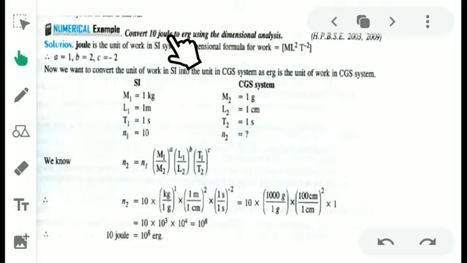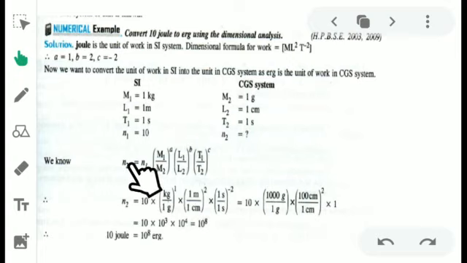Joules is the SI unit of work or energy. In SI unit, the fundamental quantities are mass in kg, length in meter, time in second. So we will write here M1 is equal to 1 kg, L1 is equal to 1 meter and T1 is equal to 1 second. Then CGS system. In CGS system, we don't know how much is the numerical part, that only we have to calculate, so N2 is question mark. Then the fundamental quantities: the unit of mass is gram, length is centimeter and time is second only.